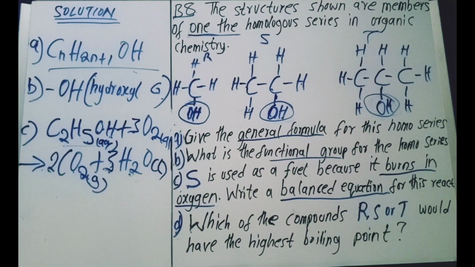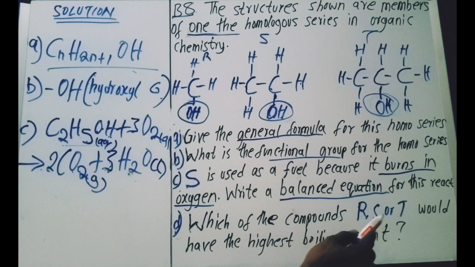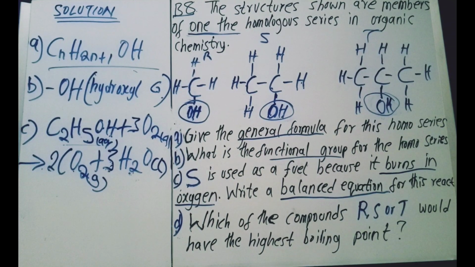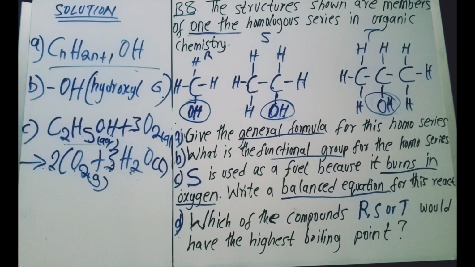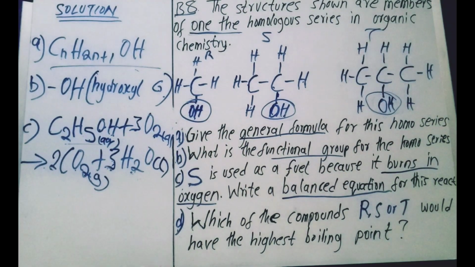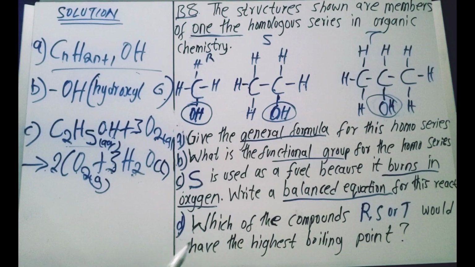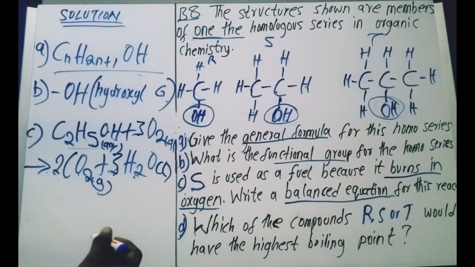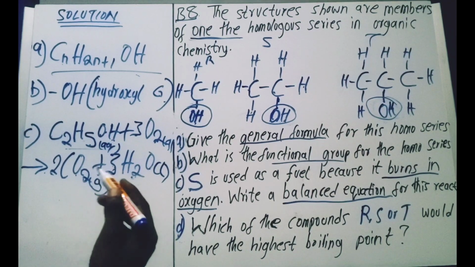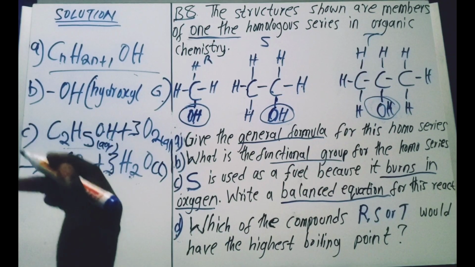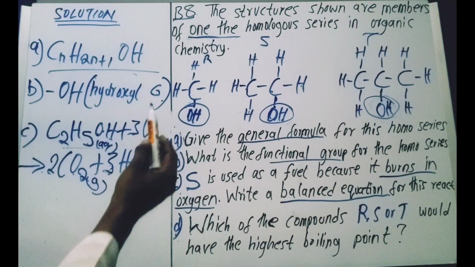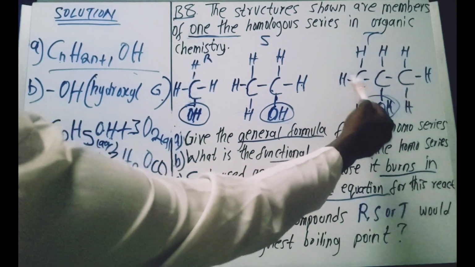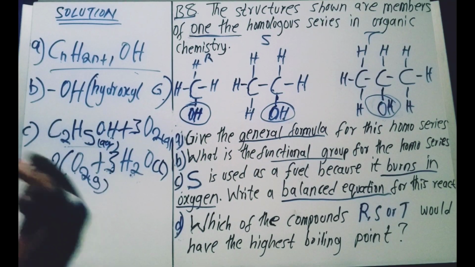Then, for the last question, which of the compounds R, S, or T would have the highest boiling point? Which one would have the highest boiling point? Well, one thing you should know, for this one, what determines it is the carbon chain. Just go on the structures, look at which one is having the longest carbon chain, which one is having many carbons, okay? So in this case, this one has 1, this has 2, this has 3. So this one has the longest carbon chain. It has 3, meaning it is the one with the highest boiling point.